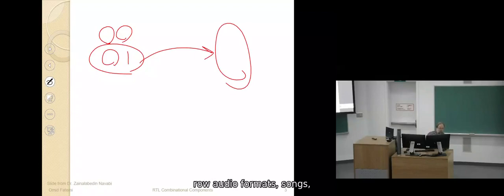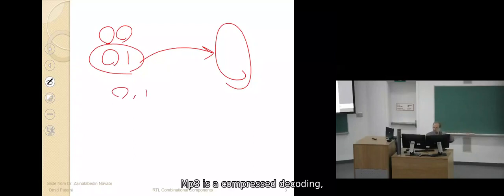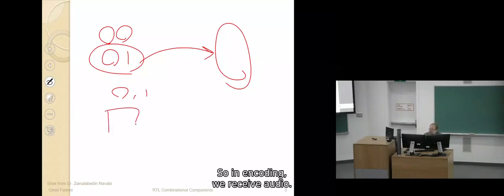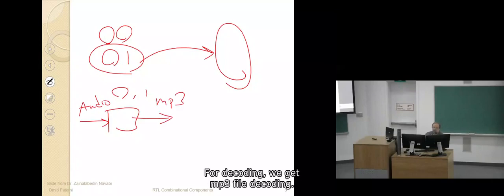It gets a raw audio format, sound, and then it converts it to a compressed bit stream, compressed 0 and 1s, which represent the original sound. MP3 is a compressed coding of sound. So in encoding, we receive audio and we deliver an MP3 file, which will be 0 and 1s.